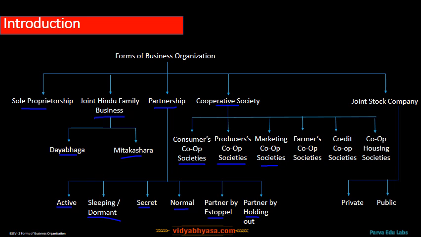Farmers cooperative society is a society for farmers who grow food grains and vegetables. They can form an association and look for a better price in the market. Credit cooperative societies are for people who want to get credit from a bank or from a financial institution.